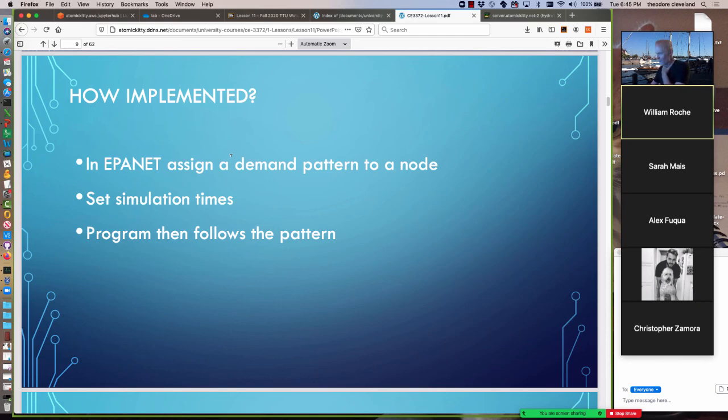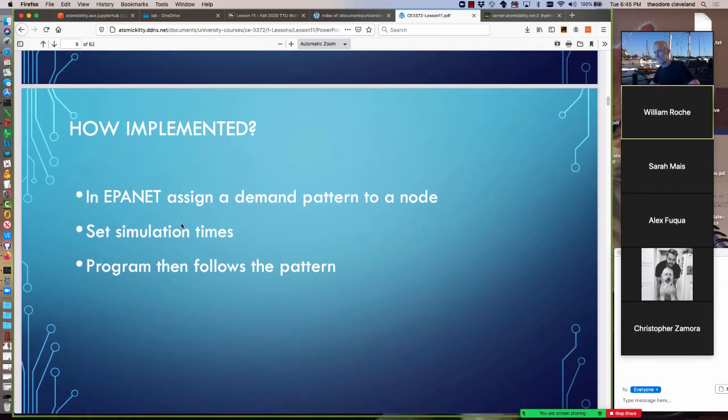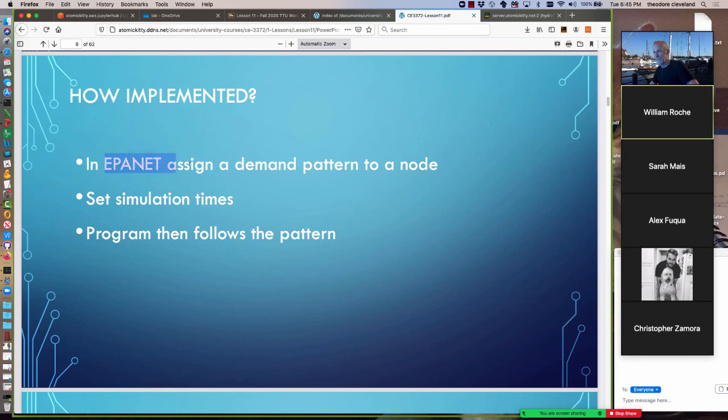One way to do a sequence of steady states is a bunch of single period simulations, and you would simply change the demands at each node for each different time. That is remarkably inconvenient. So instead, what EPANET does is you set an initial or a base demand, and then we use demand multipliers to produce a temporal pattern at each node. And then we set the simulation times, and the program will follow the pattern as it's generating this sequence of steady states.